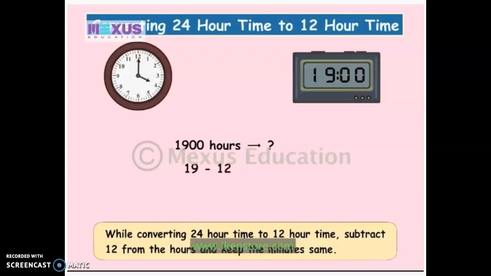19 minus 12 is 7. So 7 p.m. Perfect. And what about if the time has 1436 hours? I will subtract 12 from 14, which gives me 2. So the time according to 12-hour format will be 2:36 p.m.